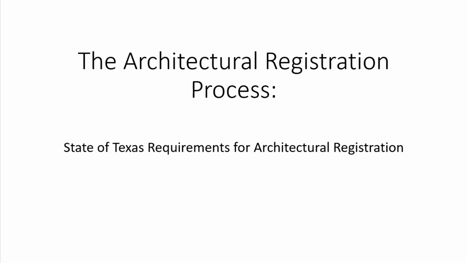Okay, so this PowerPoint presentation I call the architectural registration process. This is what you have to do if you want to become a registered or licensed architect in the state of Texas. Each state has its own requirements for what it takes to become registered in that state, but they're all pretty similar from state to state. I'm a registered architect here in Texas, so that's what I want to speak about today. What the process is if you want to become a registered architect here in the state of Texas.